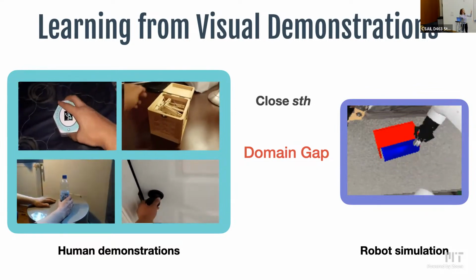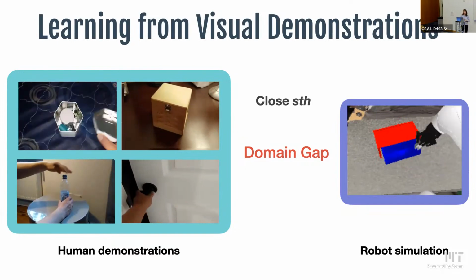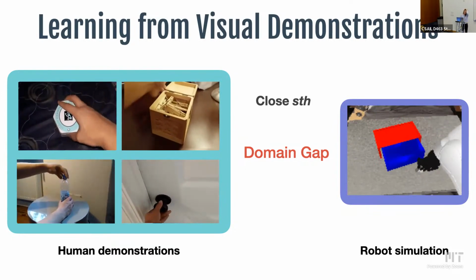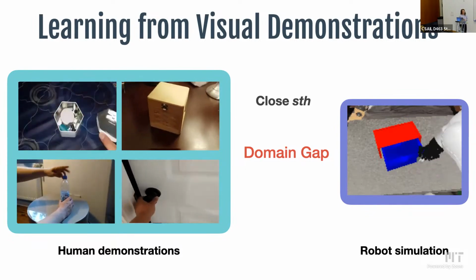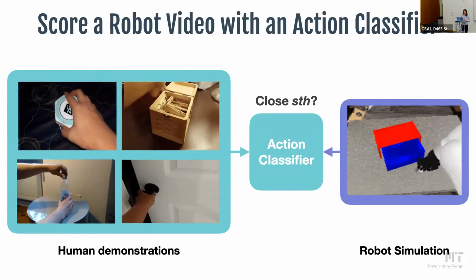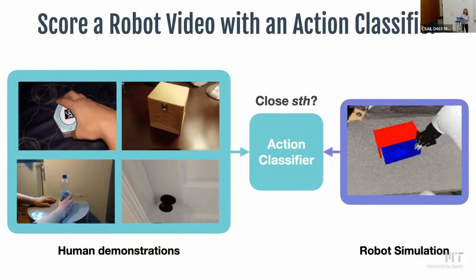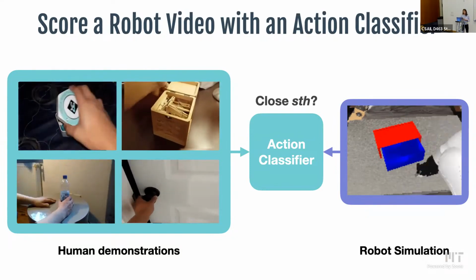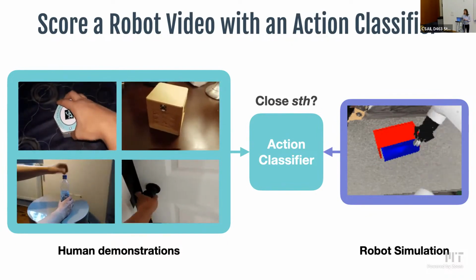So here you see 4 examples of closing something, but they're really quite different from this robot simulation. And so we need a visual demonstration method that can handle different backgrounds, different viewpoints, different objects, and so on. And so the way we address this large domain gap is by using a video activity classifier to evaluate robot trajectories. So that's really the core idea of this work.